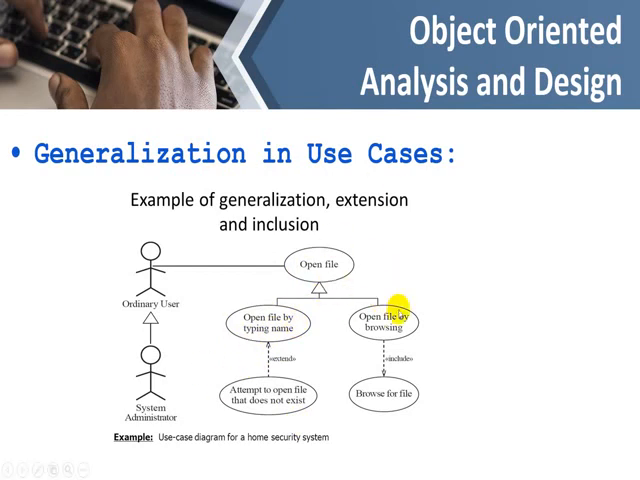The other one is open the file by browsing. So I open a file by browsing my explorer, and look, in order to do this, if I have to explore, definitely I'll have to perform another task, that is browse for the file. So it is include. I said definitely. If I have to browse, I'll have to browse for the file. So in fact, these two are different use cases that have been generalized due to their common behavior and characteristics into a single use case, that is open file.